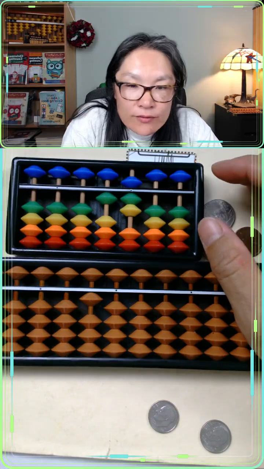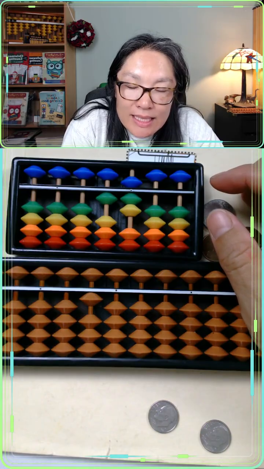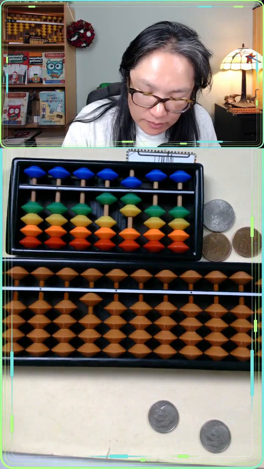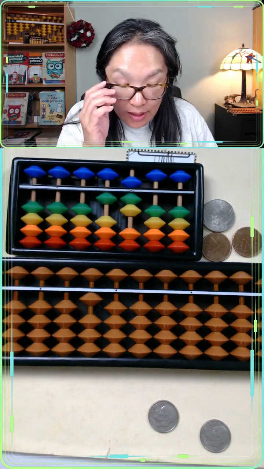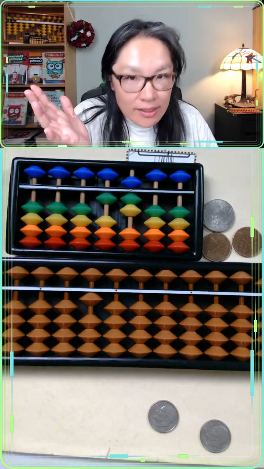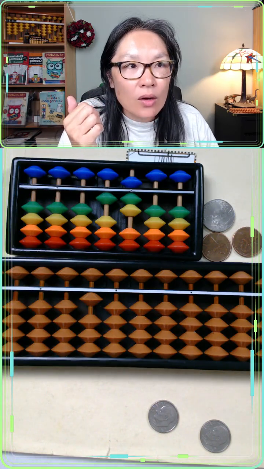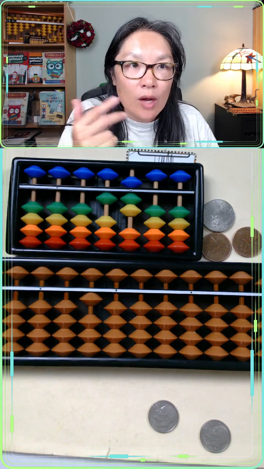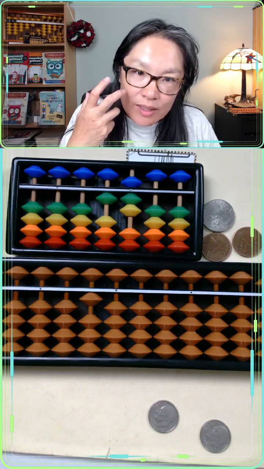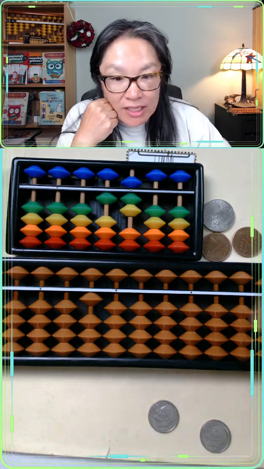What are the benefits of using the abacus? It's like brain gymnastics. It keeps your brain active. It's like working with Sudoku, working with chess, working with word searches. They were talking about how doing Sudoku helps deter dementia. I believe abacus will do the same because we keep our brain active when we start doing adding and subtracting and multiplication and division.